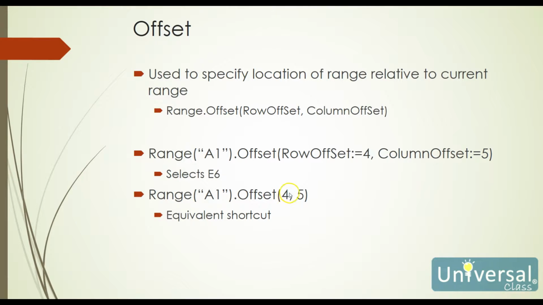Now I can shorten this a little bit. You'll notice here we say row offset and it's colon equals. It's a little odd to type it like this, but that's how we actually specify it. So instead of saying row offset colon equals 4, we could just simply say 4. And so if I do offset 4, comma, 5, that's equivalent to the one up here.